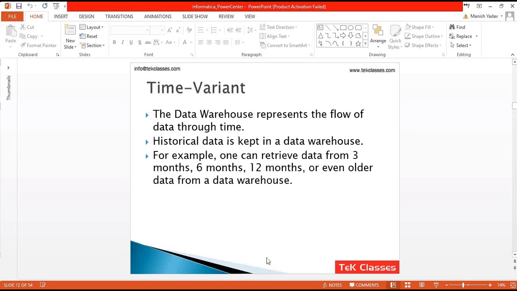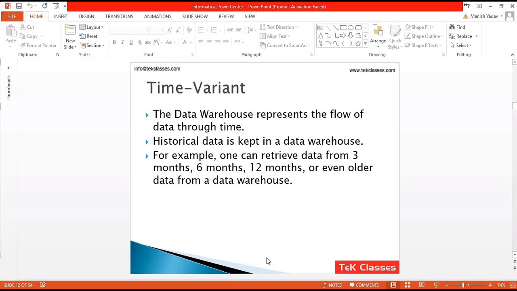Then time variant. The data warehouse represents the flow of data through time. Historical data is kept in a data warehouse. For example, one can retrieve data from 3 months, 6 months, 12 months, or even older data from a data warehouse. But it's not like you will get data from the last 50 years, last 40 years. No, the business decides, okay, the last 10 years of data is critical to me. Based on that, I will start building my data warehouse. Beyond 10 years, what has happened has happened. That is history for them.